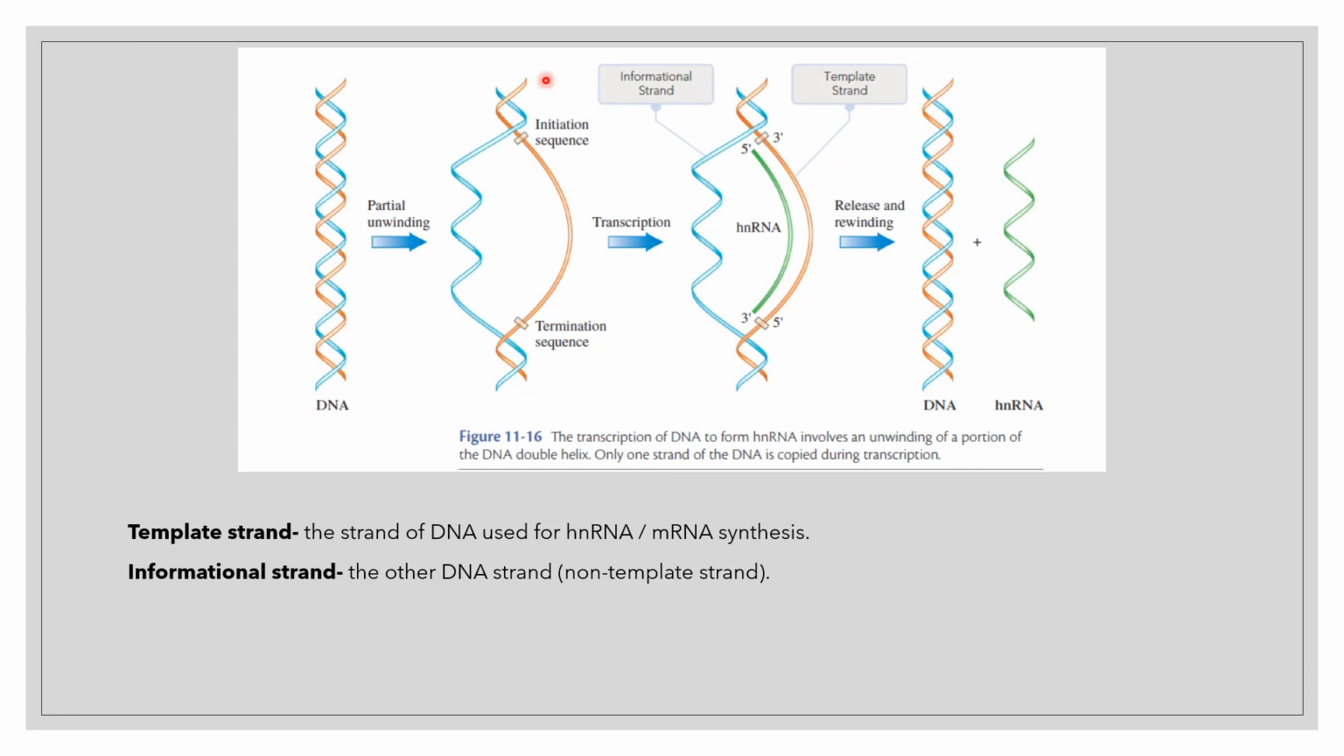The other DNA strand, the non-template strand, is called the informational strand. The informational strand, although not involved in the RNA synthesis, gives the base sequence present in the hnRNA strand being synthesized, with the exception of uracil replacing thymine. This figure shows that transcription of DNA to form hnRNA involves an unwinding of a portion of the DNA double helix. Again, only one strand of the DNA is copied during transcription.